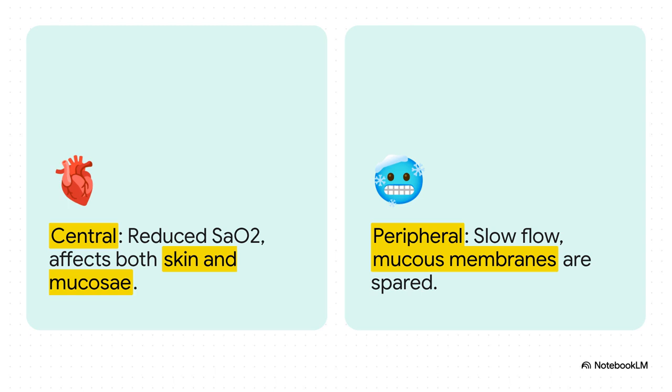Because all the blood is hypoxic, it turns everything blue, both the skin and the warm mucous membranes, like the tongue. Peripheral cyanosis, on the other hand, is just sluggish blood flow out in the limbs. Tissues extract way too much oxygen from perfectly fine blood. The fingers turn blue, sure, but the mouth and tongue, totally spared.